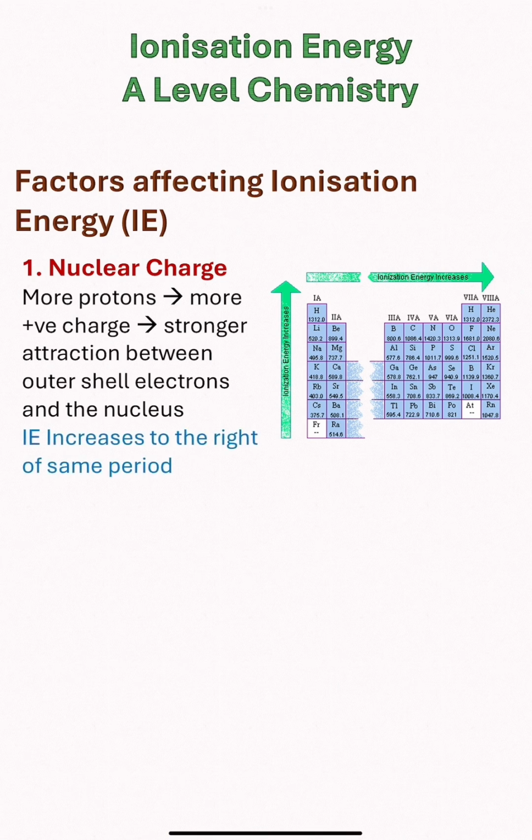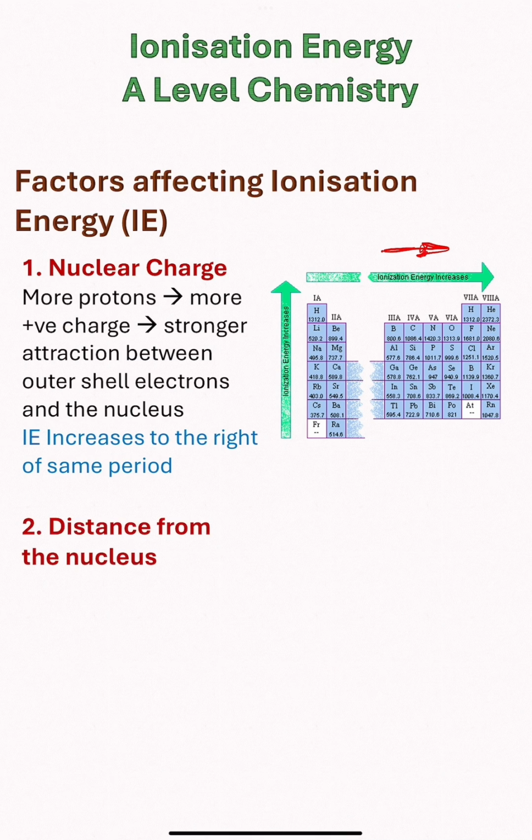So ionization energy will increase to the right of the same period. This factor affects the elements within the same period. This is why ionization energy increases to the right of the same period.